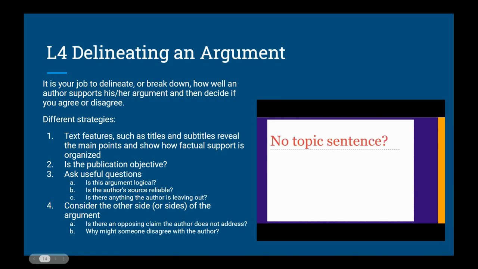Not all paragraphs have topic sentences, though. If not, you have to work a little harder to figure out what the main argument is. First, you need to identify what the important ideas are. Then, look at what they have in common. Then summarize that to get the main point.